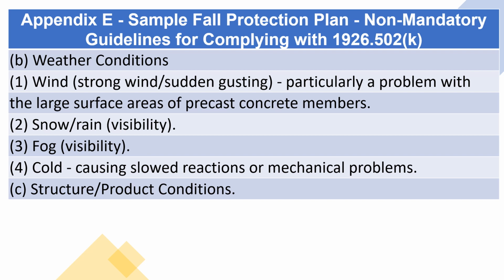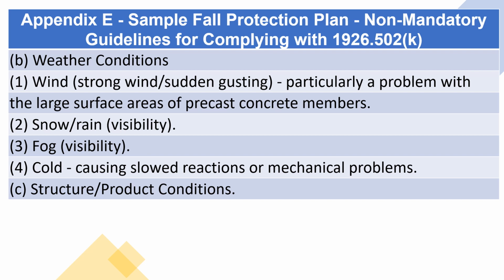B. Weather conditions. 1. Wind, strong wind/sudden gusting, particularly a problem with the large surface areas of precast concrete members. 2. Snow/rain, visibility. 3. Fog, visibility. 4. Cold, causing slowed reactions or mechanical problems.